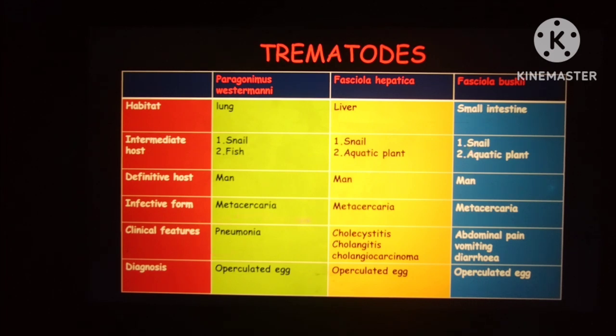The infective form, as I told, is metacercaria. Clinical features: since it is a lung fluke, it is associated with pneumonia and endemic hemoptysis, whereas haematobium usually causes hematuria. Fasciola hepatica causes cholecystitis, cholangitis and cholangiocarcinoma, whereas buski usually causes abdominal pain, vomiting and diarrhea. These are all operculated, that is they have a knob at the top.